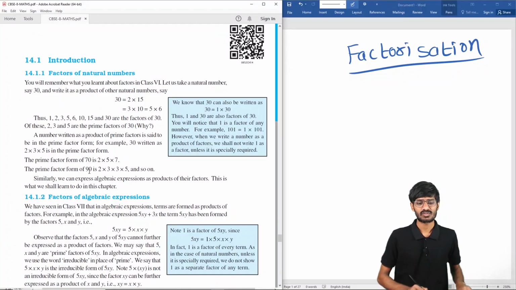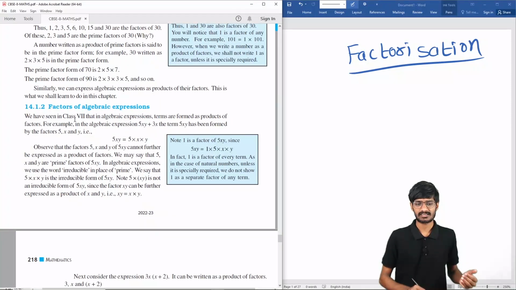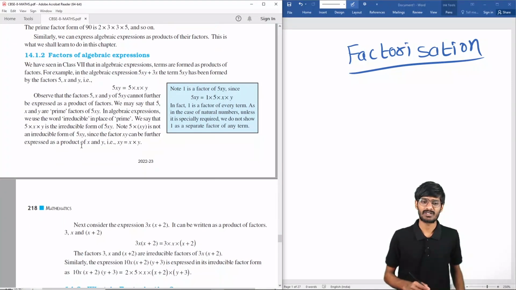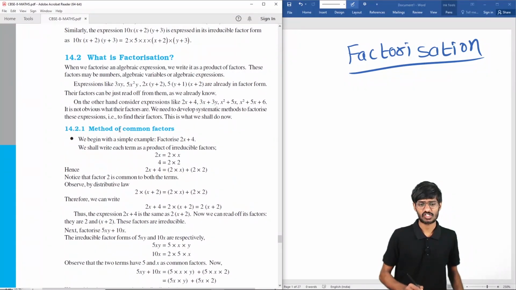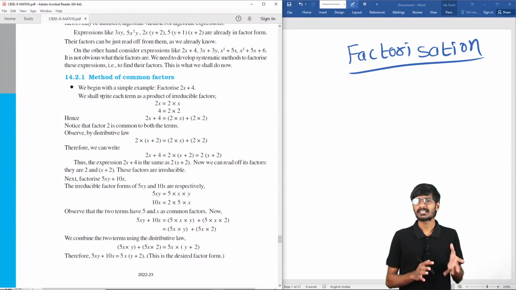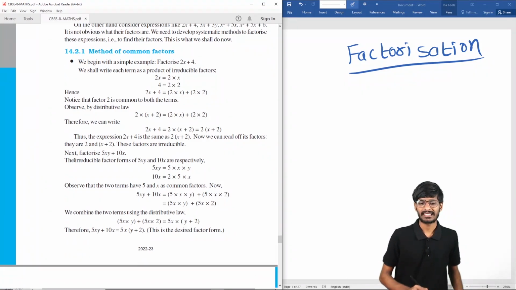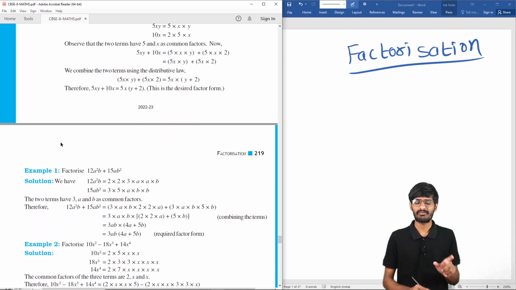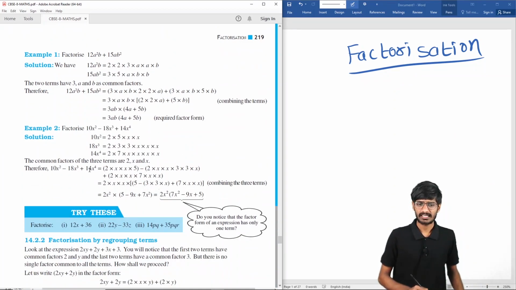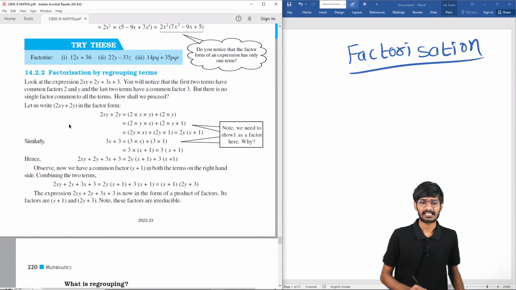Okay students, the topic is factors of algebraic expressions. What is meant by the factors of algebraic expressions, and what is factorization? There is a method called common factors. By using this method, we can easily do the division of algebraic expressions and easily find the factors. There are some examples in it, and then factorization by regrouping the terms.